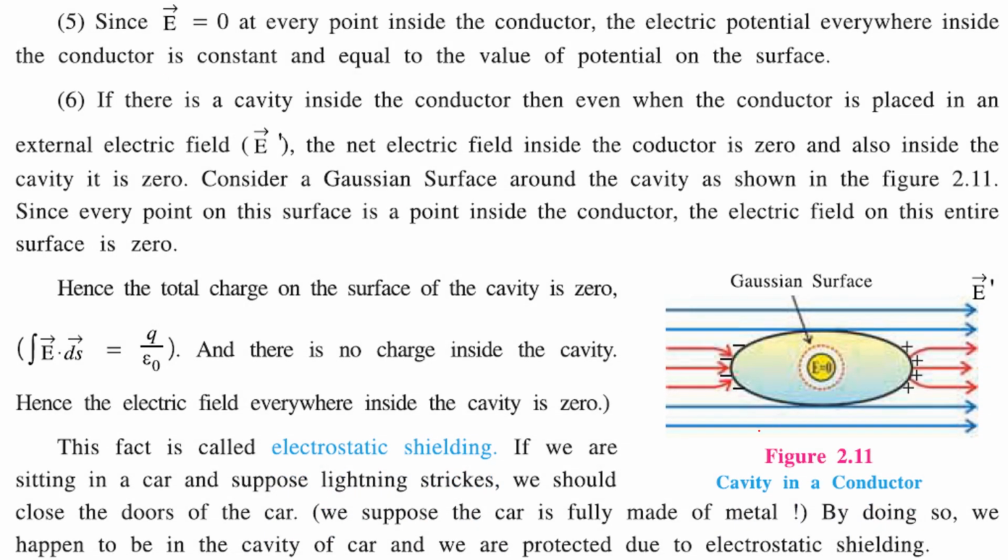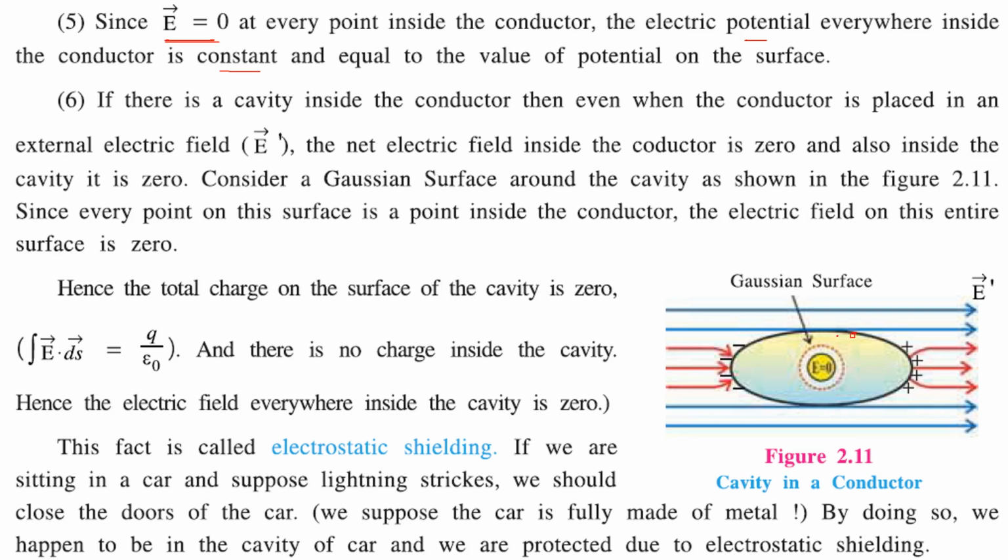Since we are saying that E is 0 at every point inside the conductor, the electric potential everywhere inside the conductor will be constant. See, because the electric field is 0, the electric potential will be constant. And what will be the value? It will be equal to the value on the surface.